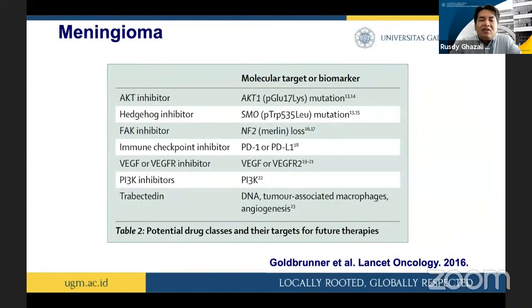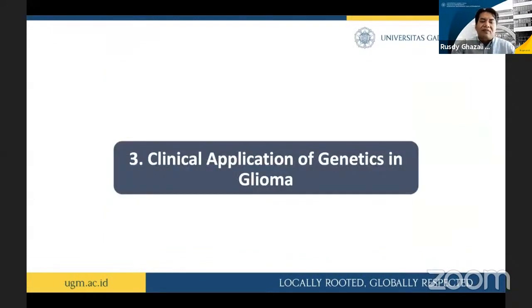And these are the medicines which are currently being studied in the treatment of meningioma: AKT1 inhibitor, Hedgehog inhibitor, SMO mutations, NF2, FAK inhibitor, immune checkpoint inhibitor, and so on. But so far, the results are still negative. So we don't have medicine yet for meningioma mutations.